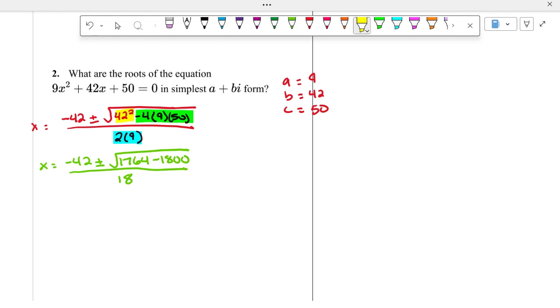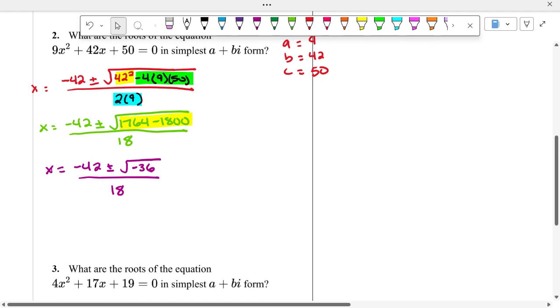Now I'm going to simplify what's under the radical. So I have x equals negative 42 plus or minus, what's 1764 minus 1800? I think it's negative 32, but correct me if I'm wrong. Negative 36. Okay, I was close. So negative 36 all over 18.